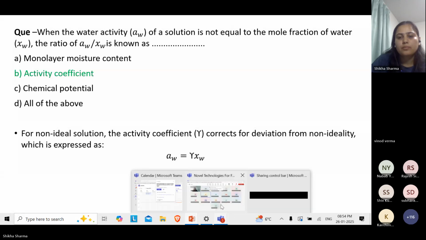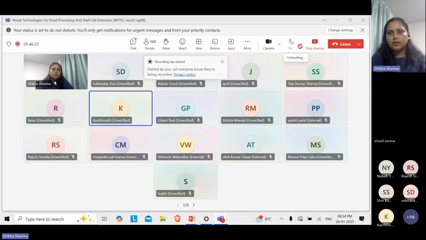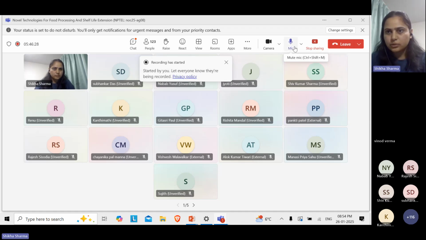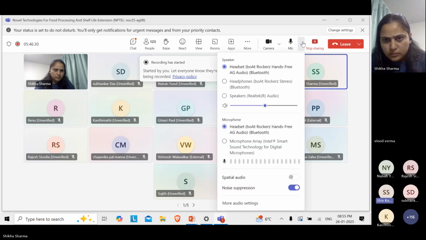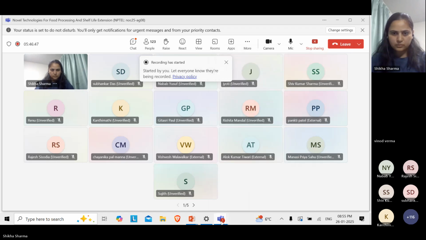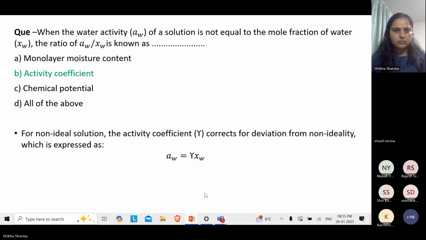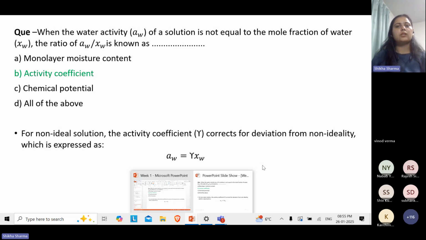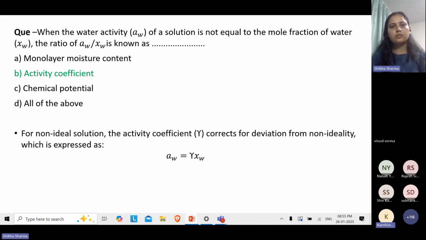So water activity is not equal to the mole fraction; it equals the activity coefficient times the mole fraction. So the correction factor here is the activity coefficient. Ma'am, you are muted. It is getting muted now. You are audible. It should be okay. Now you're audible, ma'am. Okay. Should I explain this again, or is this question clear? No, ma'am, I got it. I got the point. Thank you, ma'am. Okay.